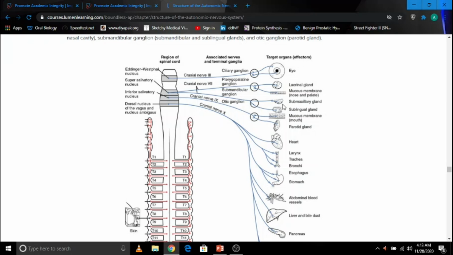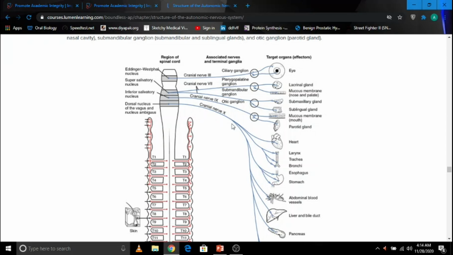saliva production. Similarly, cranial nerve 9, which is the glossopharyngeal nerve, comes out from the inferior salivatory nucleus. Cranial nerve 9 forms the synapse in the otic ganglion, and the postganglionic neurons from the otic ganglion will innervate the parotid gland, which is also responsible for saliva production. And cranial nerve 10, the vagus nerve, the big vagus nerve, comes out from the dorsal nucleus of the vagus.